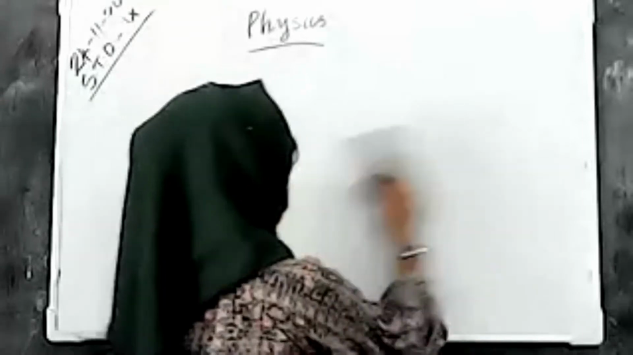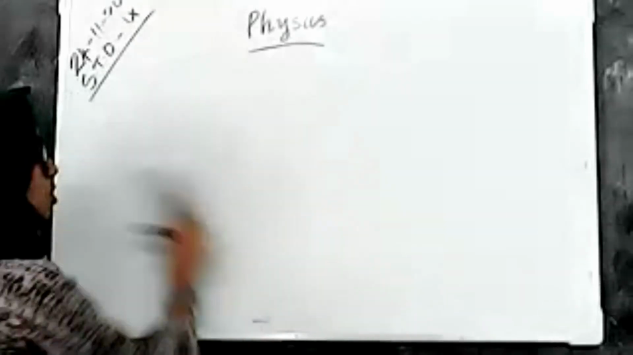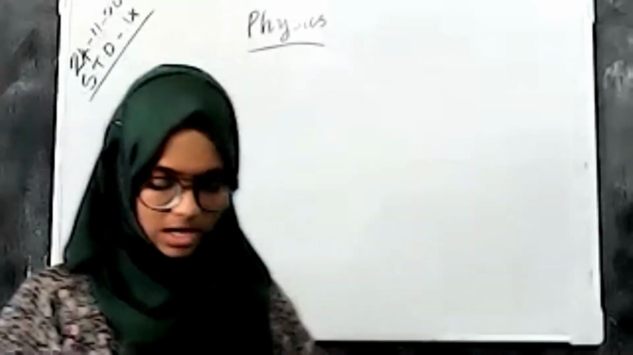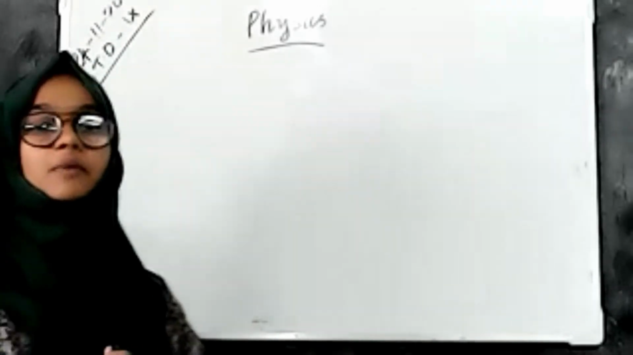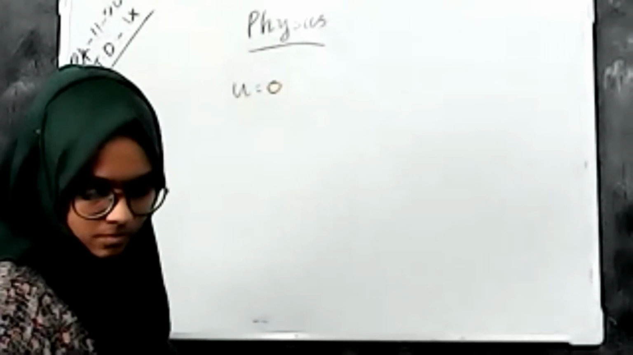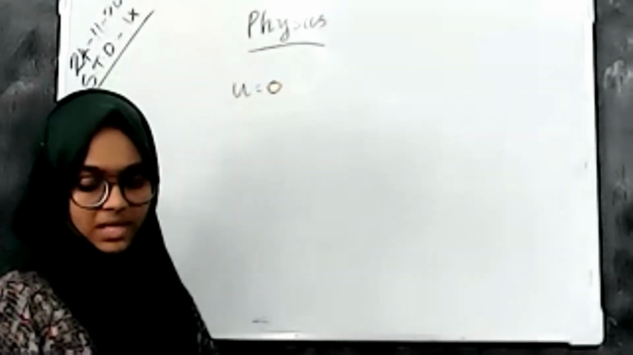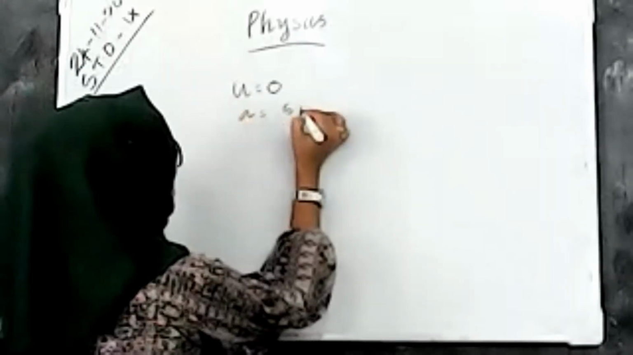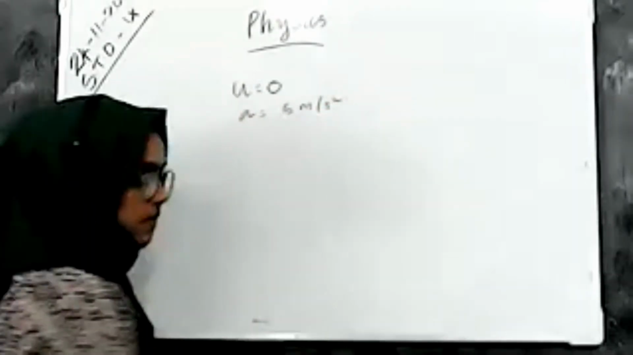So first of all, write the given values and find out which equation of motion is used to solve the problem. The given values are: the object is starting from rest, so the initial velocity is 0, U is equal to 0. It travels with an acceleration of 5 meter per second square, so A is equal to 5 meter per second square.